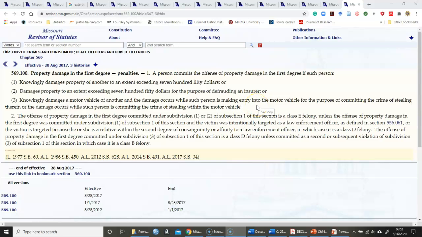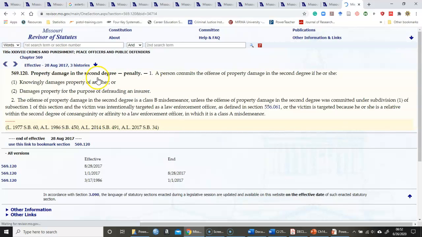Now, it doesn't usually cost $750 to replace a window, but because they were making entry to commit the crime of theft, that's going to kick that up into a first degree. And then we look at what degree felony it would be based off what it says in that offense. Now, this can change over time. When you look at property damage and value amounts, we want to keep up with that every year and be rereading these statutes.